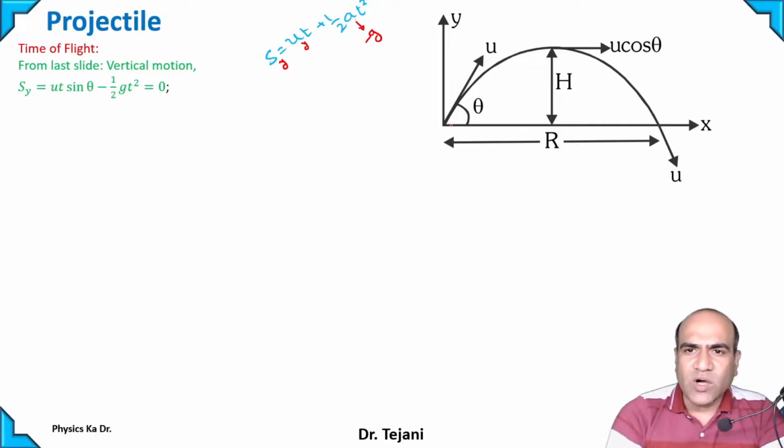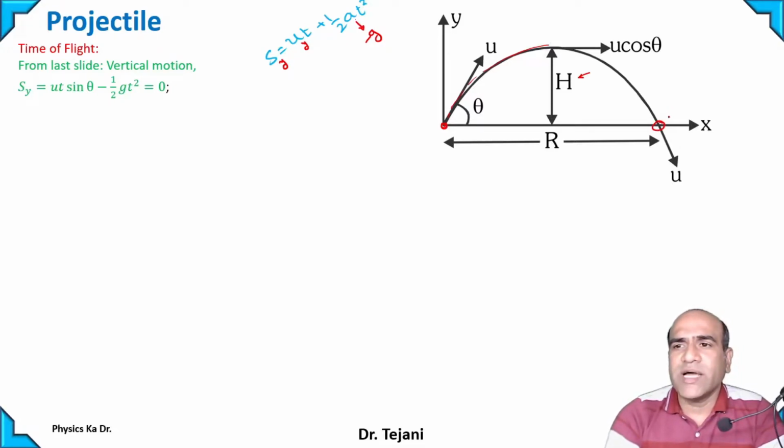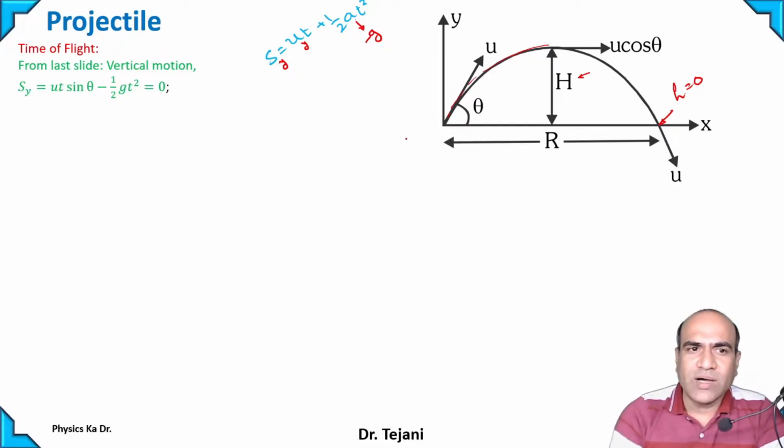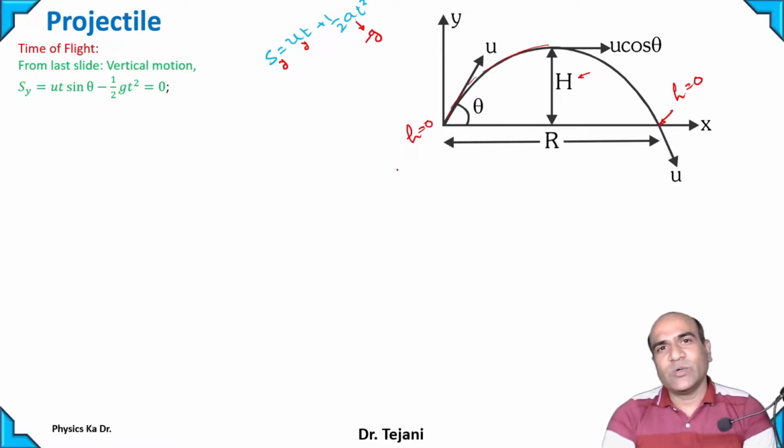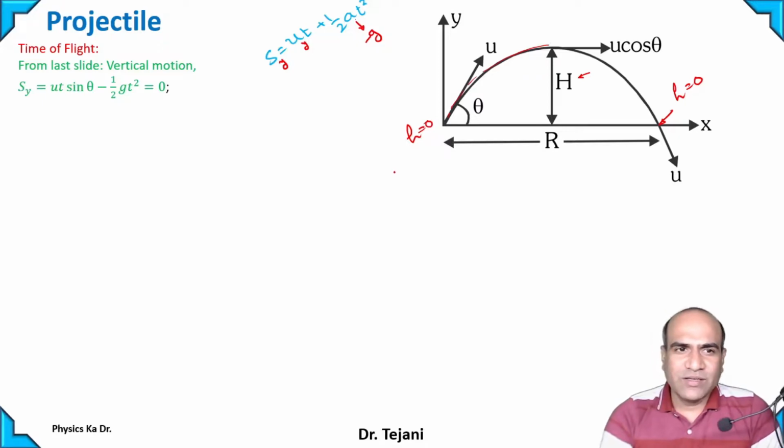So when this object starts from this position, it moves in the upward direction and reaches the top position, which we call the height. Again it moves, flies, and reaches the opposite side on the ground. So what is the height at the final position? We know that the height here is 0, and at the initial position also the height is equal to 0. Yes or no? Yes, of course.